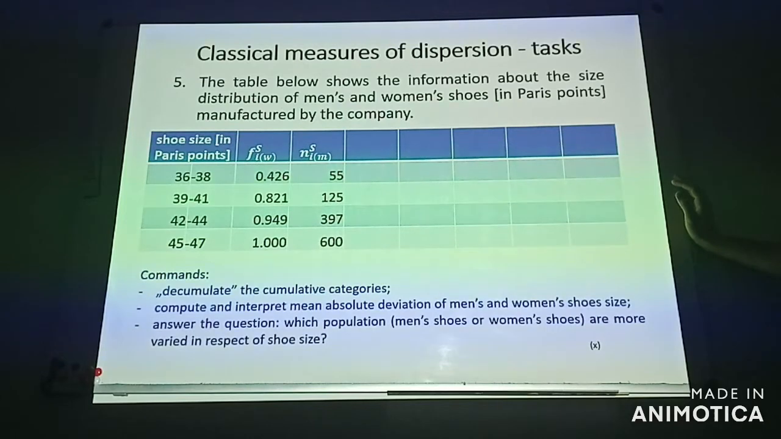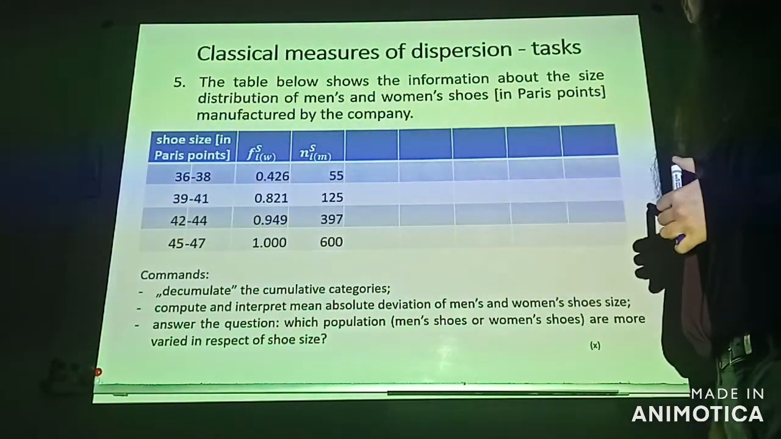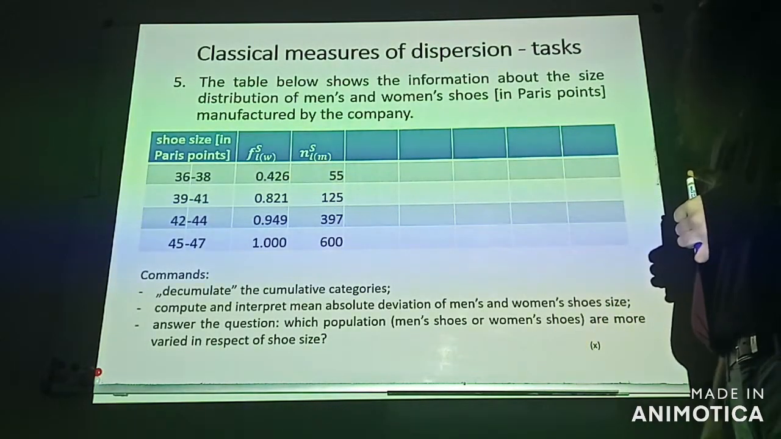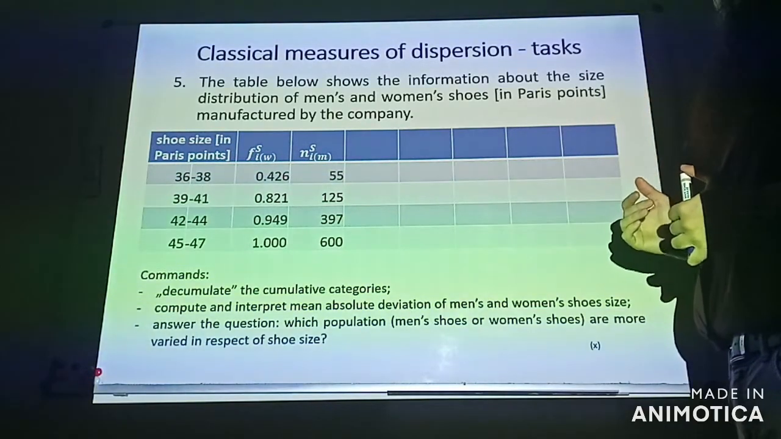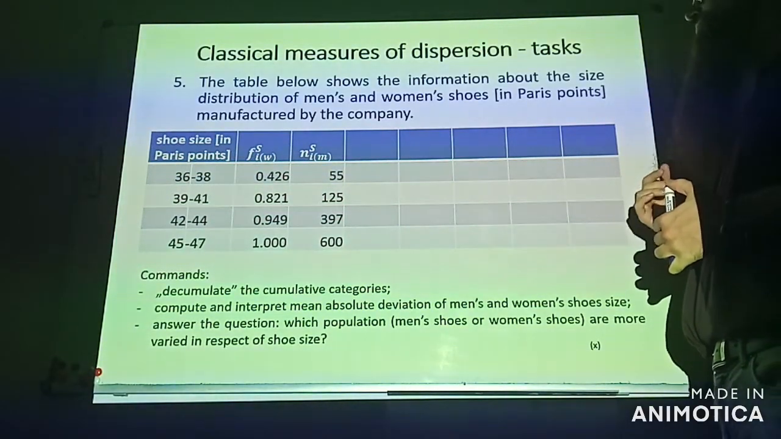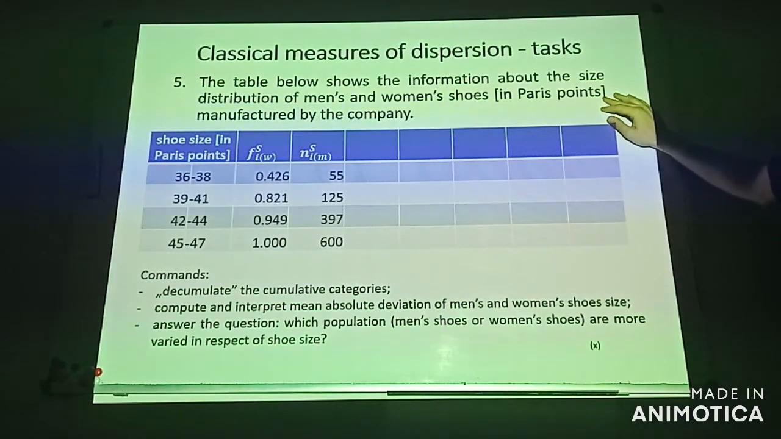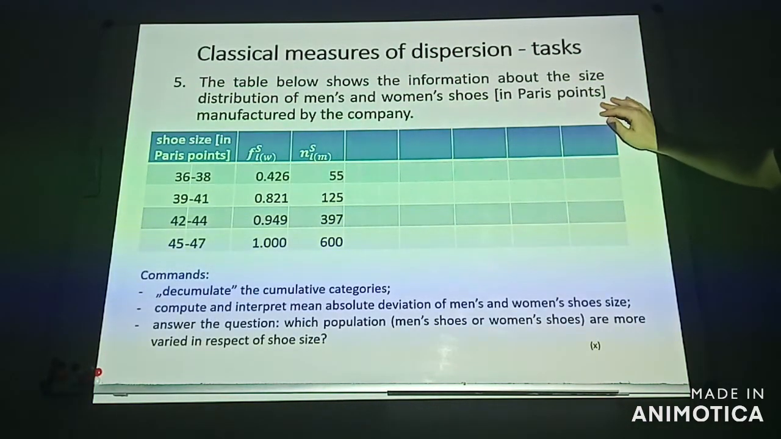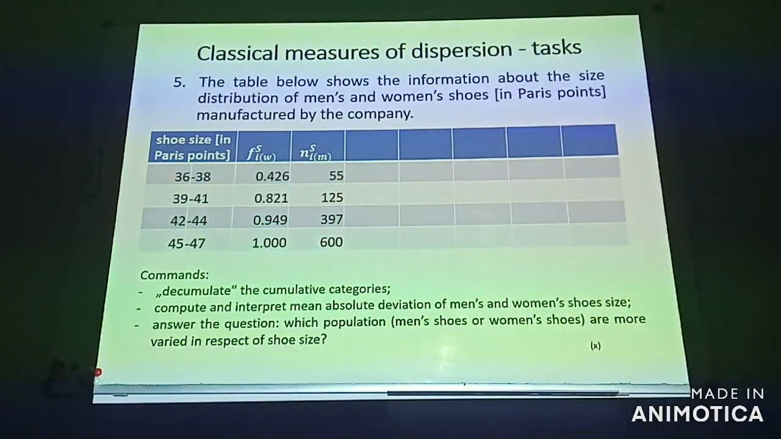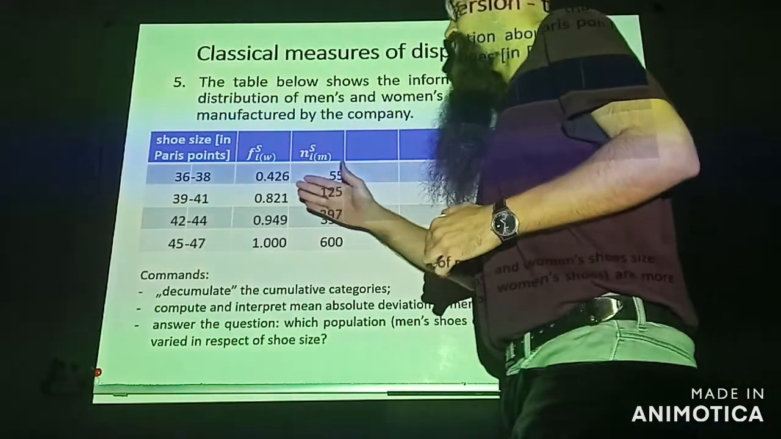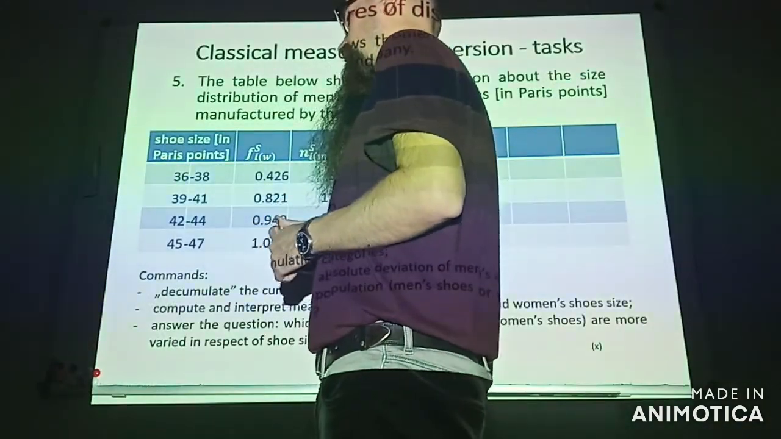Alright, now we will try to calculate the mean absolute deviation in the interval series. Here we have task 5. The table below shows the information about the size distribution of men's and women's shoes in Paris points. You know, this is our European scale of shoe dimension, manufactured by a certain fake company. And here we have 4 classes of shoe size.